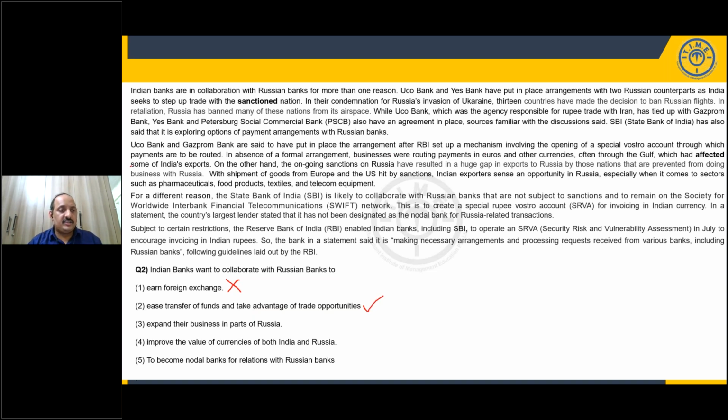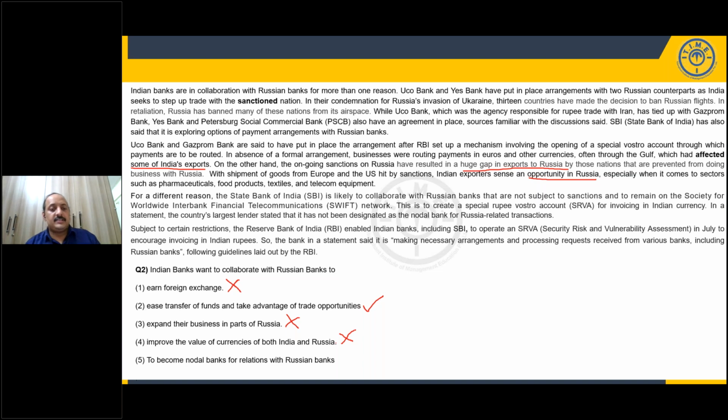So one point he had mentioned affected some of India's exports. And second thing, a huge gap in exports to Russia, and there was a trade opportunity as a result. So option 2 does cover all of this. Expand their businesses in parts of Russia? No. It's more of collaborations and not so much so entering into the Russian market. Improve the value of currency of both India and Russia? No, the main focus is on the rupee, not so much on the Russian currency.